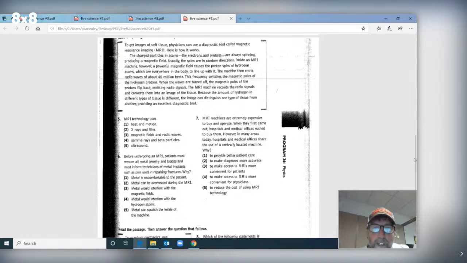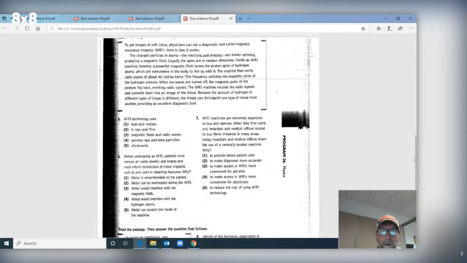When they first came out, hospitals and medical offices rushed to buy them. However, in many areas today, hospitals and medical offices share the use of a centrally located machine. Why? To provide better patient care, maybe. To make diagnosis more accurate. It has something to do with the diagnosis, basically. So we're going to cross that one out. To make access to MRIs more convenient to patients. That's probably not going to be it. To make MRIs more convenient to physicians, that's not going to be it. It has nothing to do with convenience for doctors or patients.